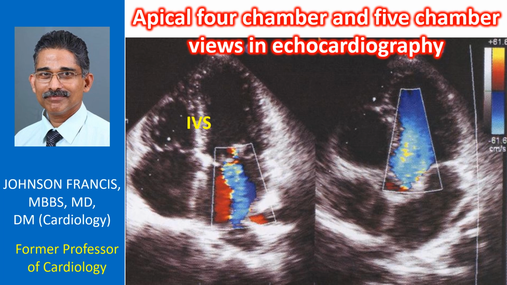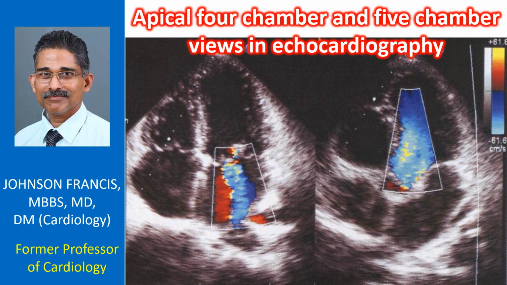Atrioventricular septal defects, Ebstein's anomaly of tricuspid valve, primum and secundum atrial septal defects, and masses in the cardiac chambers like myxomas are other structures which can be seen well in this view. Clots in the cardiac chambers can also be seen, but left atrial appendage clot is not visualized in this view.